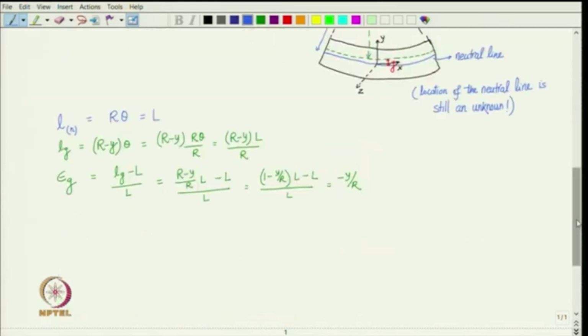Okay. All right. So, this epsilon g, which is the longitudinal strain, is actually also epsilon x x, right, because the lines were originally along the x axis. So, this is the same as epsilon x x. Now, let me draw the cross section of the beam. So, it was a rectangular beam.